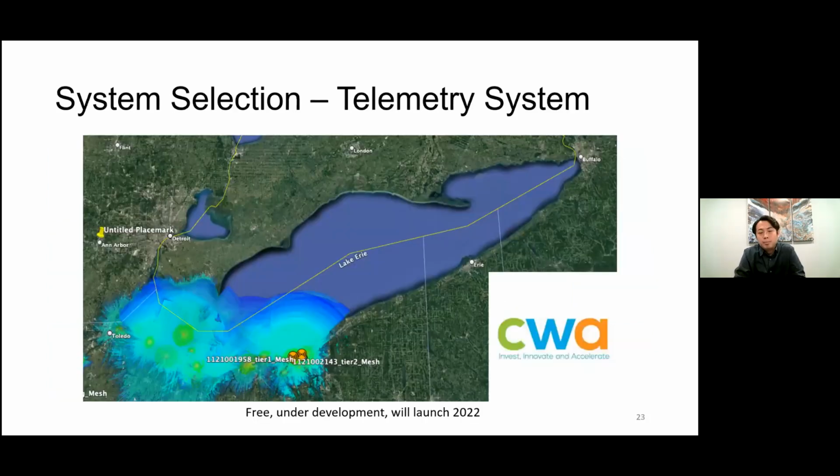The other exciting development I wanted to especially mention here is through our own Cleveland Water Alliance initiative that we are currently working on to provide free LoRaWAN network access in the region that I'm showing you here. So within those coverages, there is active development to provide free coverage of LoRaWAN, and the goal is to launch this in 2022. So stay tuned on that.